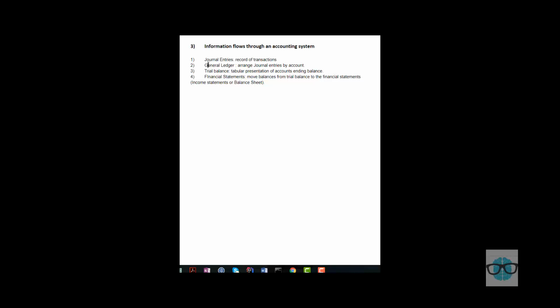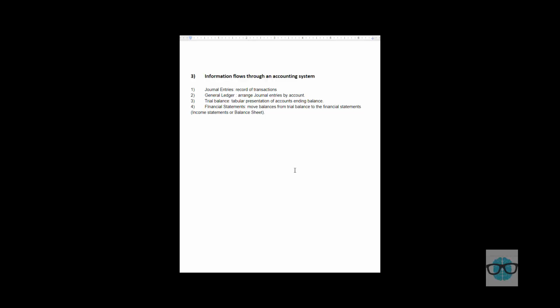After we have the balances in the trial balance, the financial statements like the profit and loss statement, the income statement, the statement of equity, and the balance sheet, these kinds of statements which are published to regulators, are prepared. So that's the accounting flow at a high level. Let me give you an example.